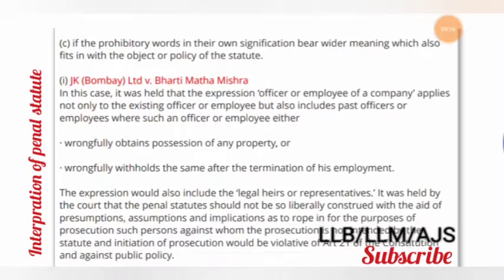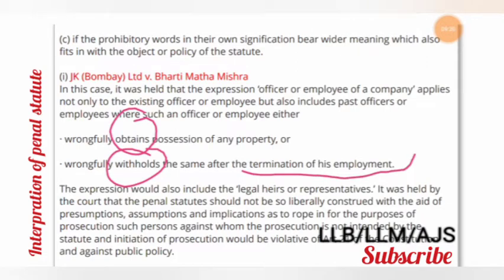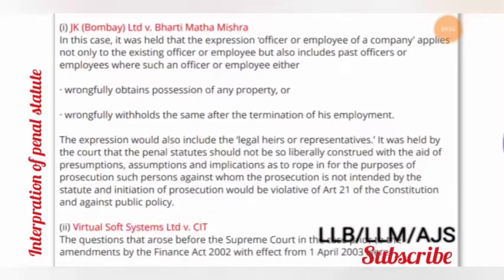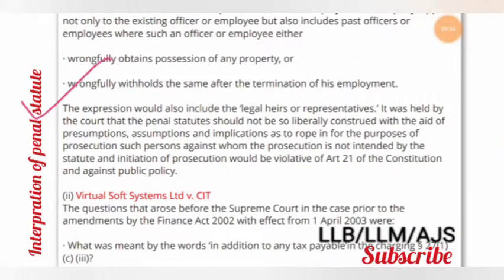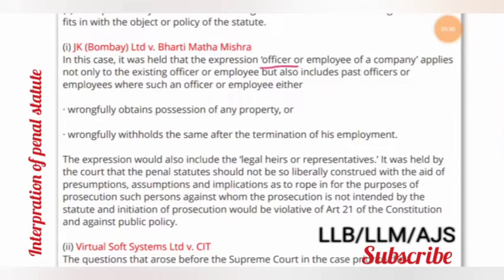There are two considerations: wrongfully obtaining possession of any property, and wrongfully withholding the same after the termination of his employment. Not only does he obtain the possession, but also withholds the same after termination of his employment. In those cases, the expression will also include legal heirs or representatives. The expression, as we find here, is officers or employees of the company. It will also include legal heirs and representatives.